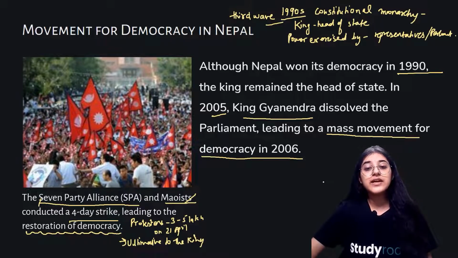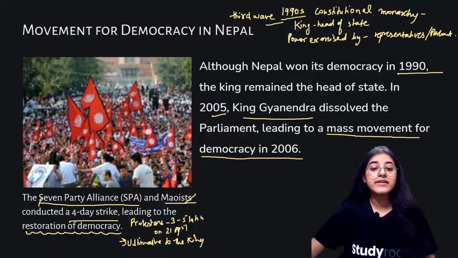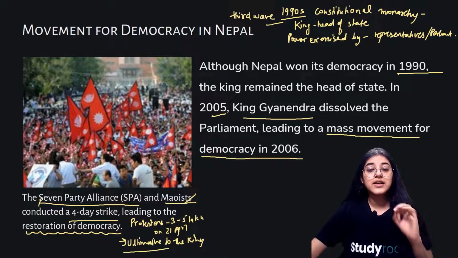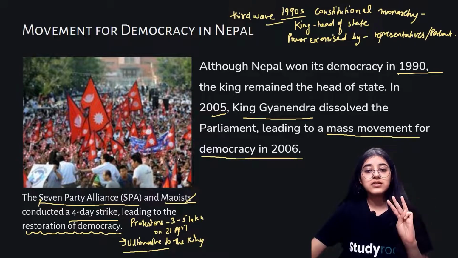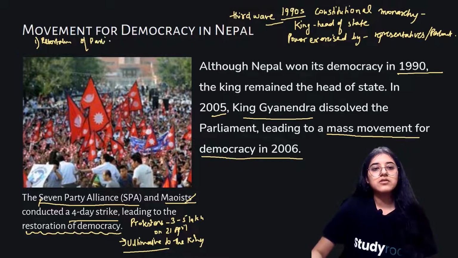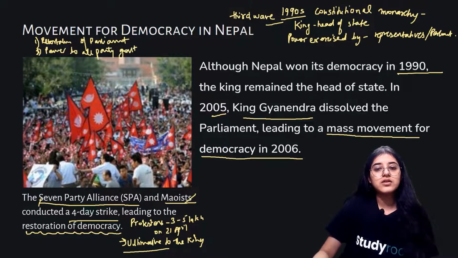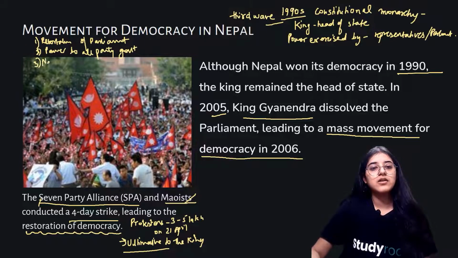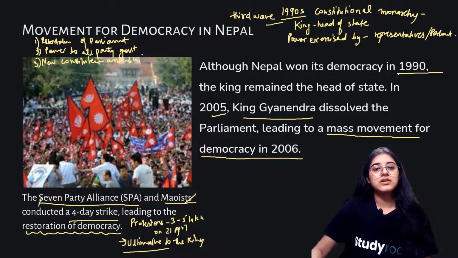So as we can see, there were three demands raised by the people, this seven-party alliance and the Maoists, in order to give their ultimatum. When they gave the ultimatum, they raised three demands. Number one was the restoration of the parliament, number two was power to all the party government, and number three is the new constituent assembly. Okay, I can write it here as well. That is restoration of parliament, power to all party government, and a new constituent assembly. Constituent assembly leading to what? Constitution also.